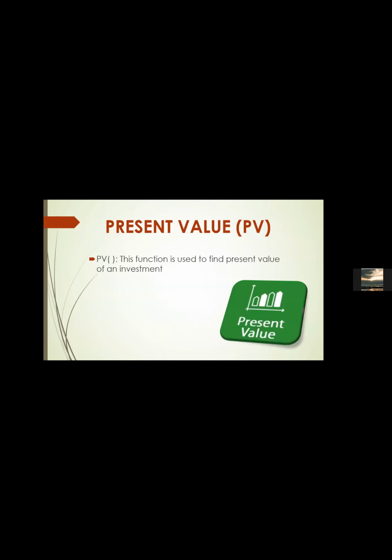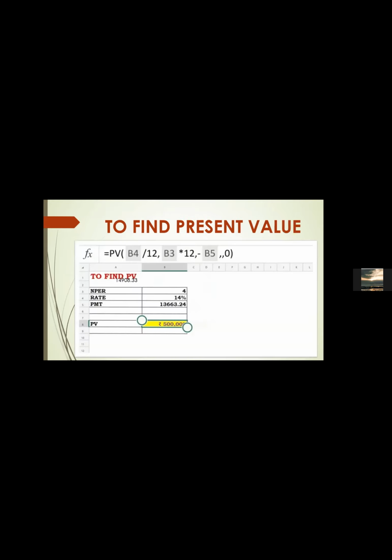Present value. This function is used to find the present value of an investment. PV, one of the financial functions, calculates the present value of a loan or an investment based on a constant interest rate. Use the Excel formula. At the same time, you will learn how to use the present value function in a formula. Syntax: PV(rate, NPER, PMT, FV, type).